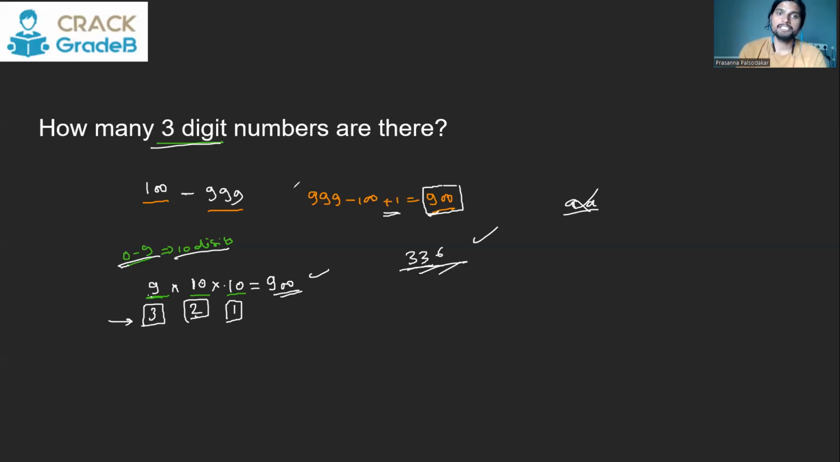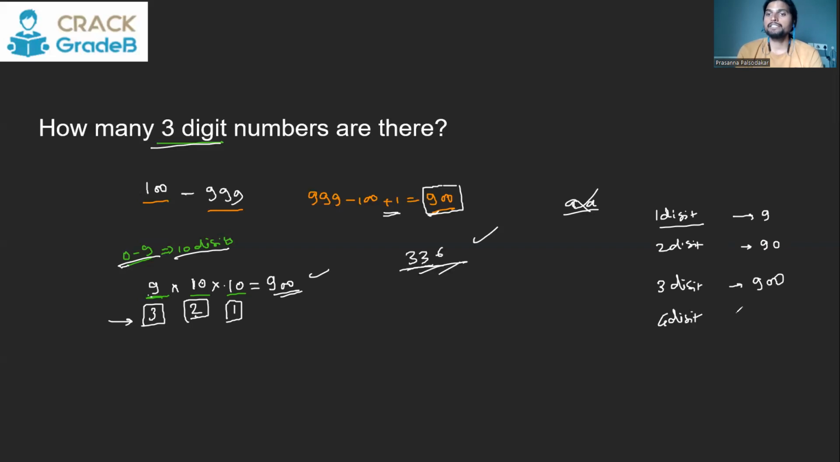So this is about 3-digit numbers, but for the record, if you want 1-digit natural numbers, we are talking about natural numbers. 0 is not a natural number. So 1-digit natural numbers are 9: 1, 2, 3, 4 up to 9. 2-digit natural numbers are 90: 10, 11 up to 99. There are 90 numbers. 3-digit, as we just saw, there are 900.